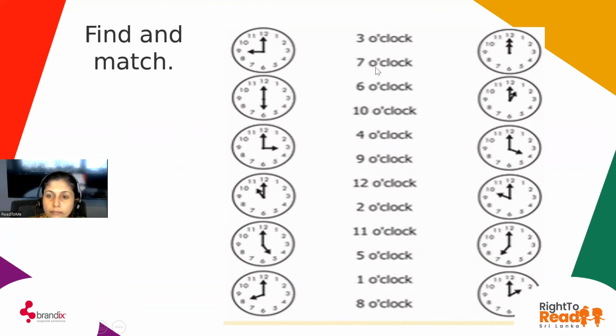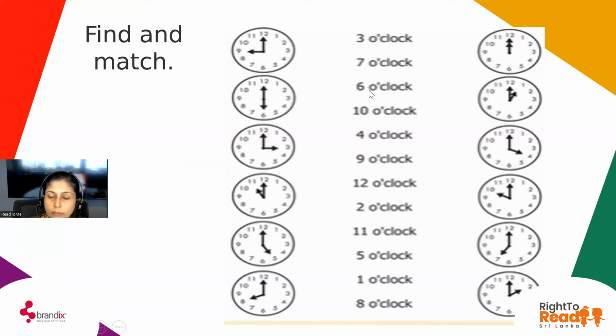Second one, 7 o'clock. When the shorthand is on number 7, we can say 7 o'clock. That means when the shorthand is on number 7 and the longhand is on number 12, we can say it's 7 o'clock here. This is the correct answer. That means you have to match this one, 7 o'clock, with this clock, the picture of the clock here.